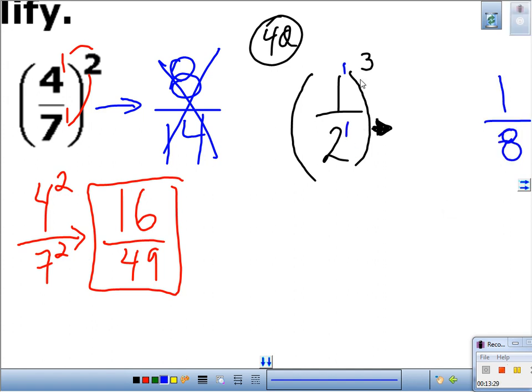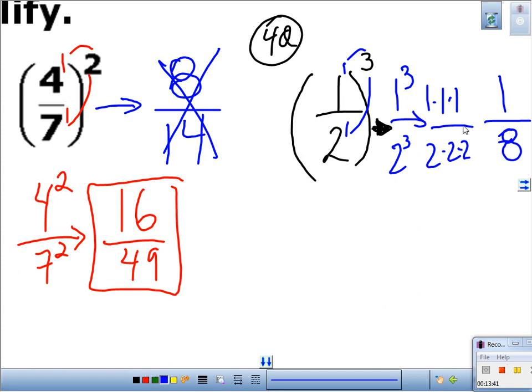Put an exponent of 1 here and here. Distribute. This is 1 to the third, and this is 2 to the third. 1 to the third is 1 times 1 times 1. What is 1 times 1 times 1? 1. 2 times 2 times 2, that is 8. You got this? All right, let's crank it up a notch, yes?